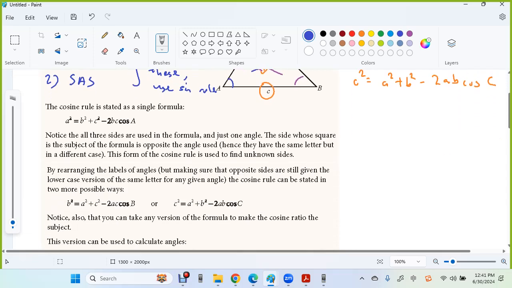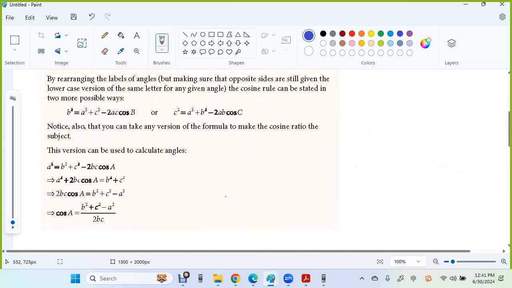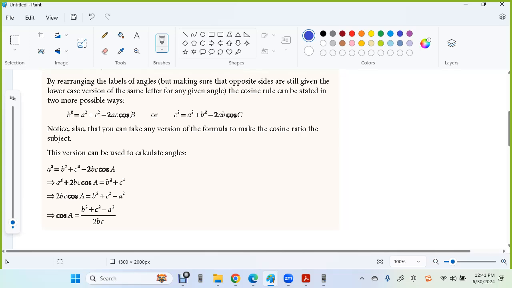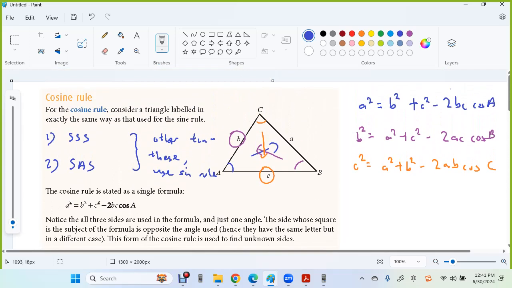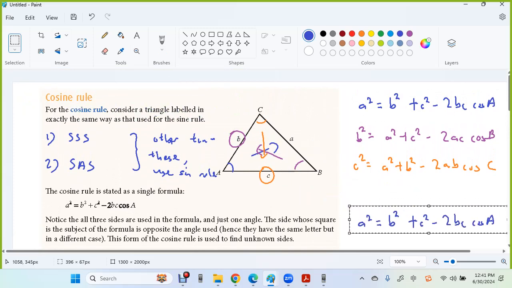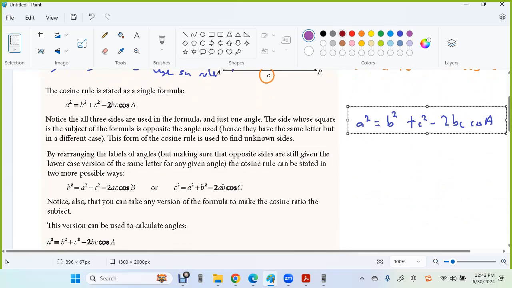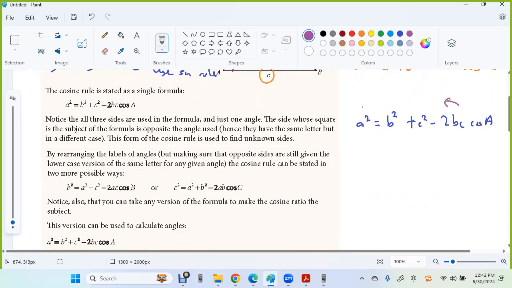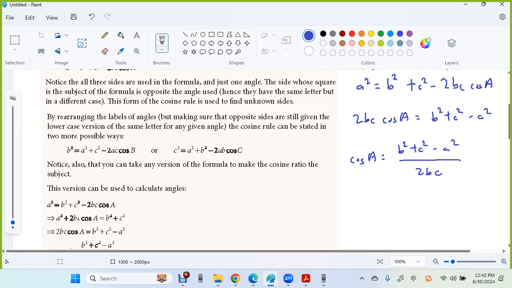If we want to calculate the angle of A, we start from this one. Then we move this to this side and this to this side. So we have 2bc cos A equals b square plus c square minus a square. Then cos A will be b square plus c square minus a square over 2bc.